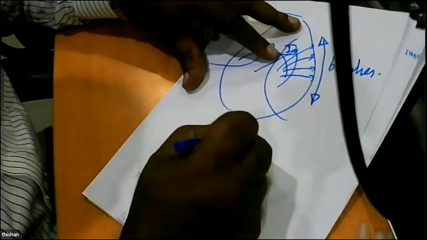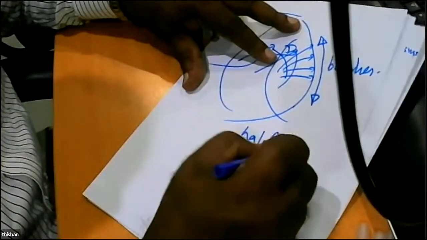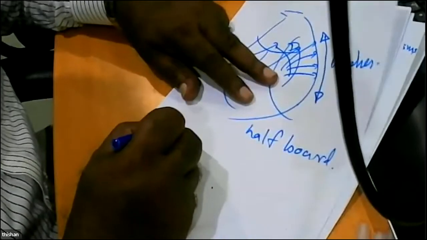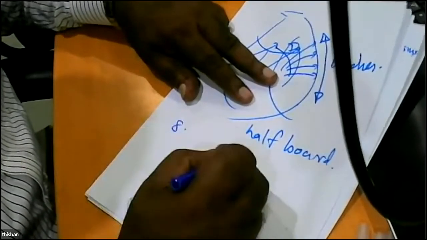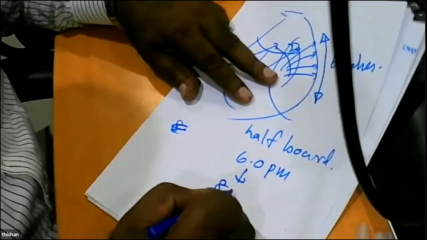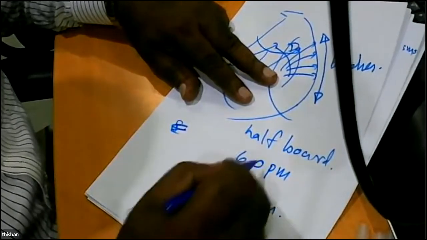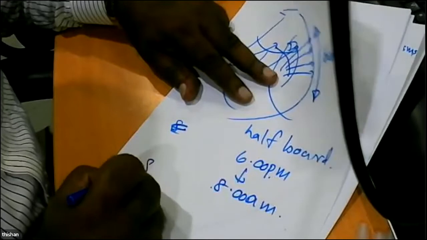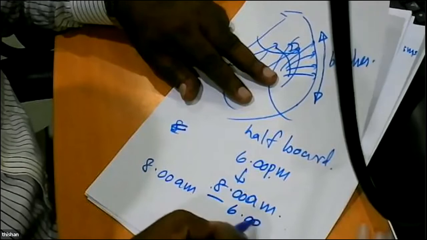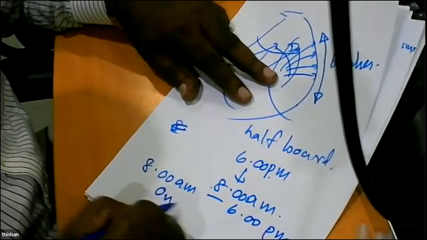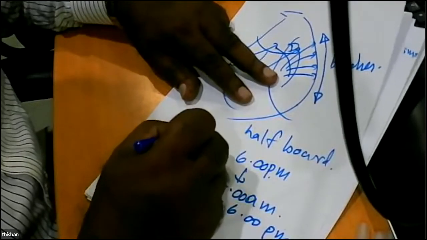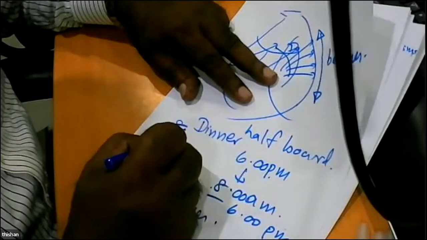And what we do is we give them half board. The idea is we treat them from 6 p.m. to 8 a.m. We look after them. And after that, from 8 a.m. to 6 p.m., they are on their own. So half board means we provide them dinner and lunch, breakfast.